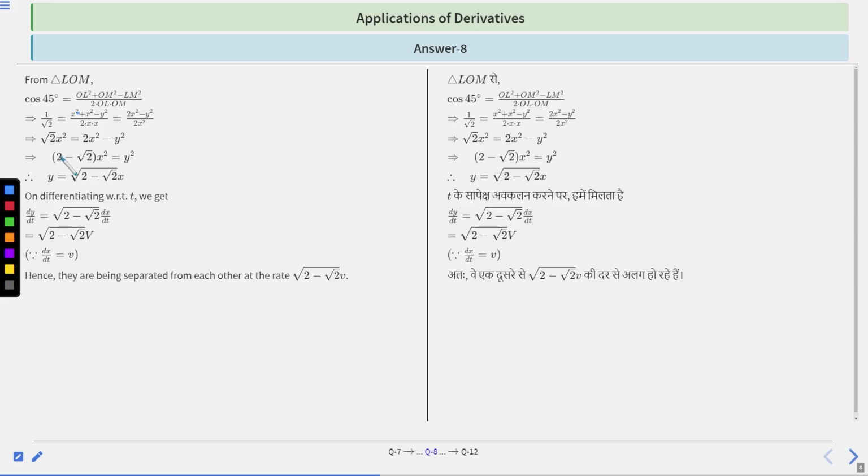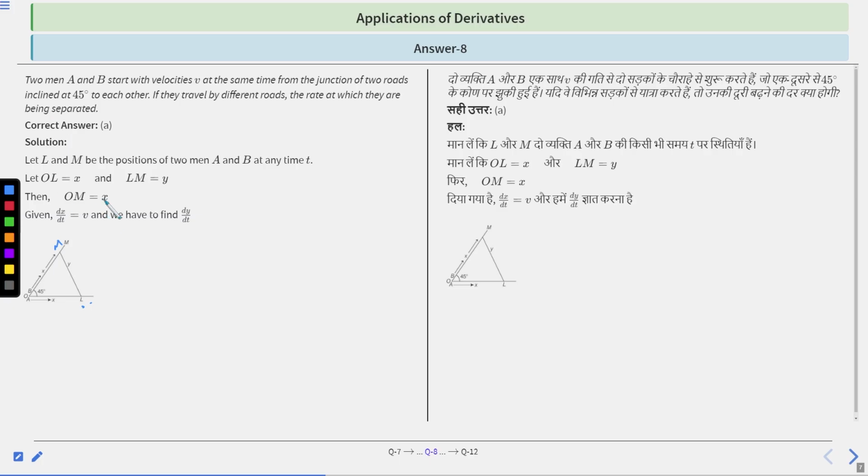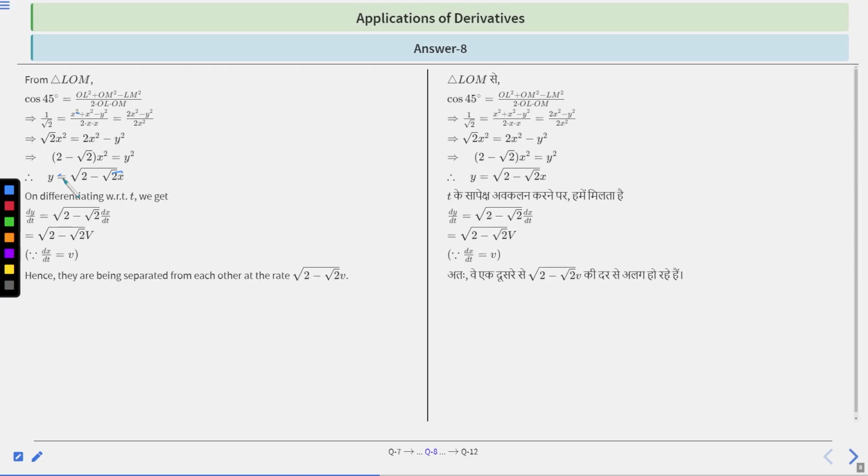After solving and simplification, you will get root 2 x square is equal to 2x square minus y square. Moving the value of x square to each side, you will get 2 minus root 2 times x square is equal to y square. So after solving, you will get y is equal to root over 2 minus root 2 into x. Now you got y in terms of x. Since dx by dt is given as v, and we have to find dy by dt, and you got y in terms of x.